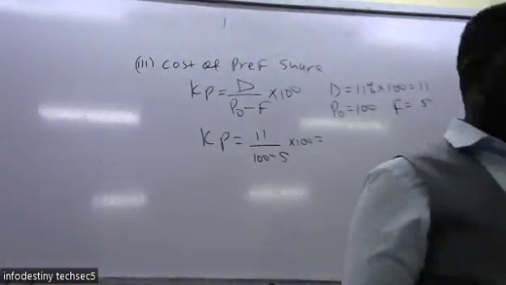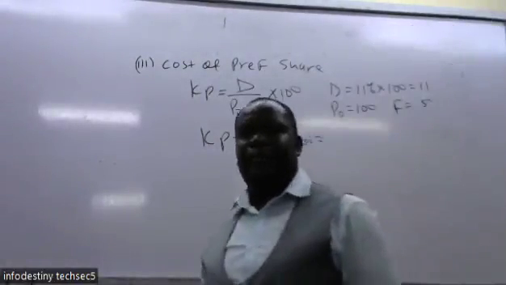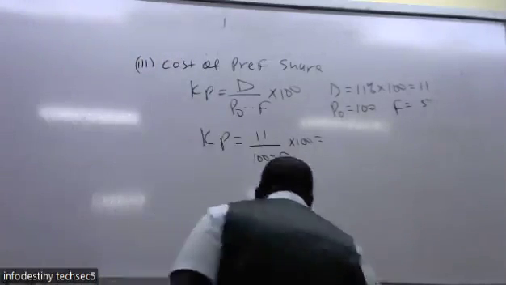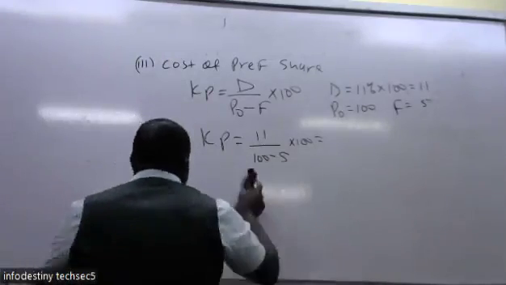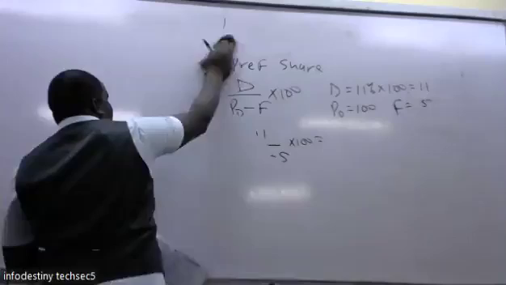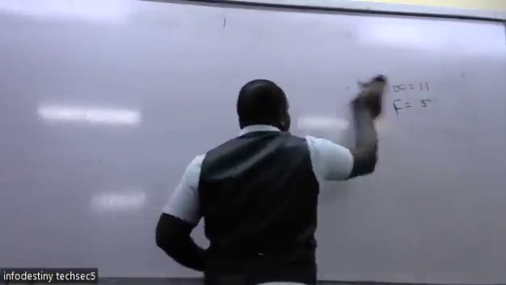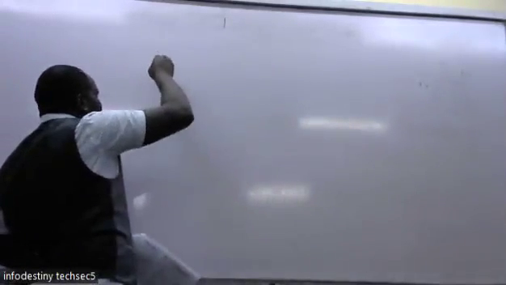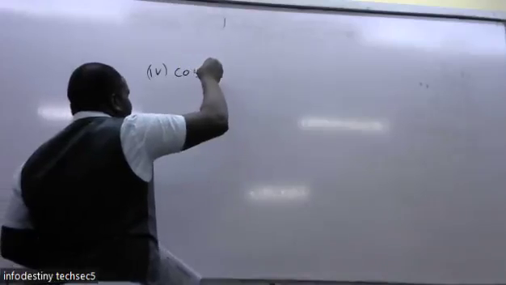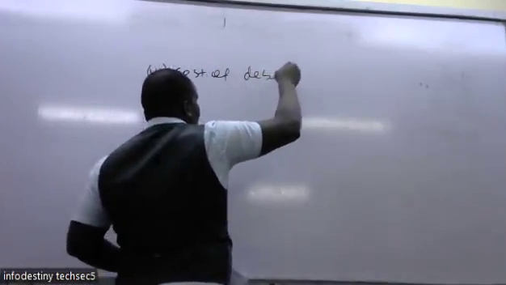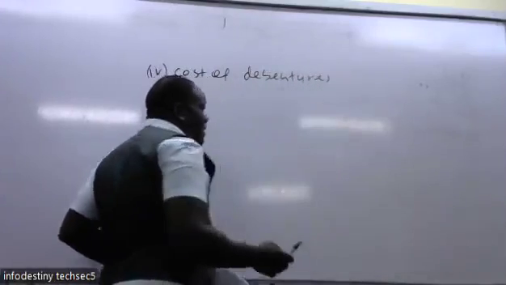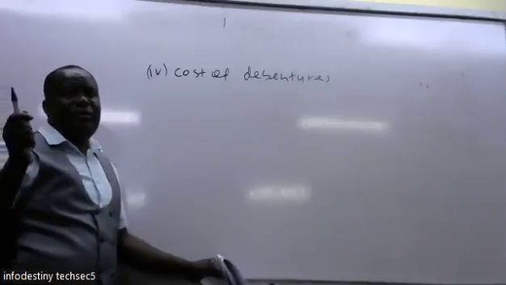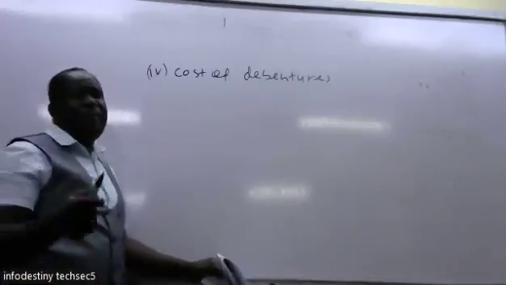The next one will be the cost of the debenture. So our Roman numeral 4 will now be the cost of the debenture. For that debenture, they have not given you the maturity period. When they have not given the maturity period, it means it is irredeemable.